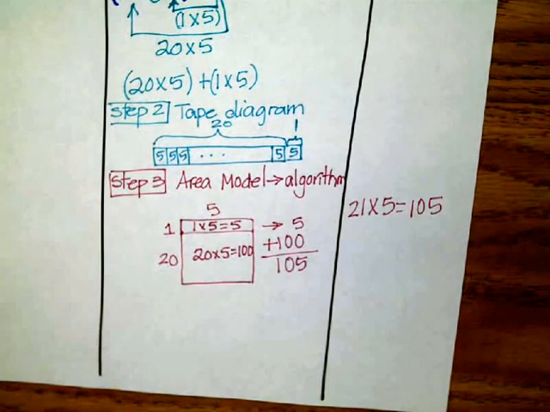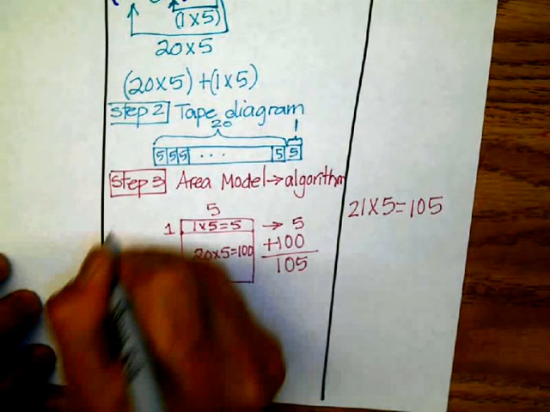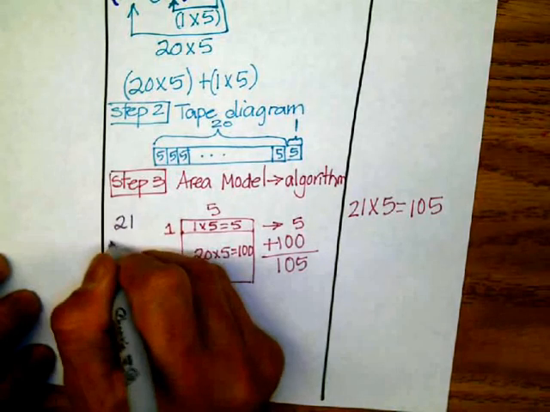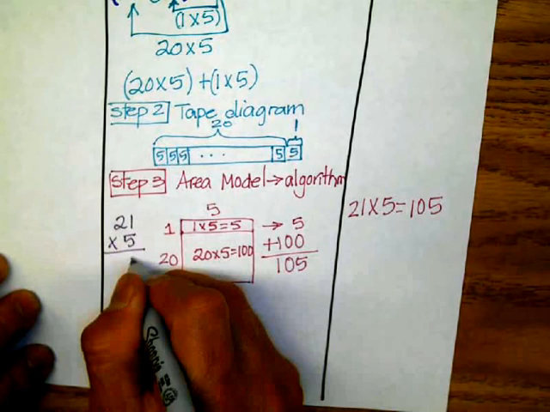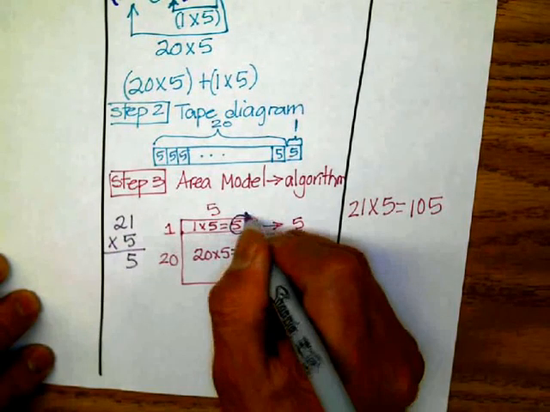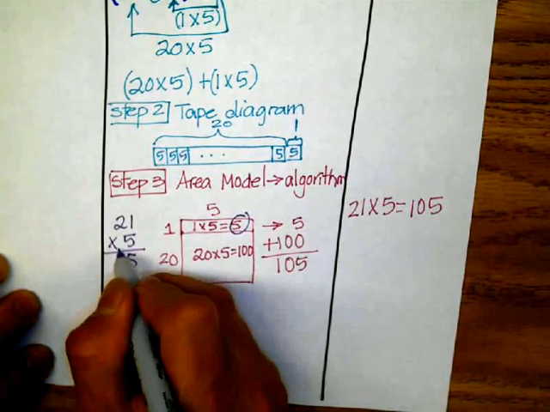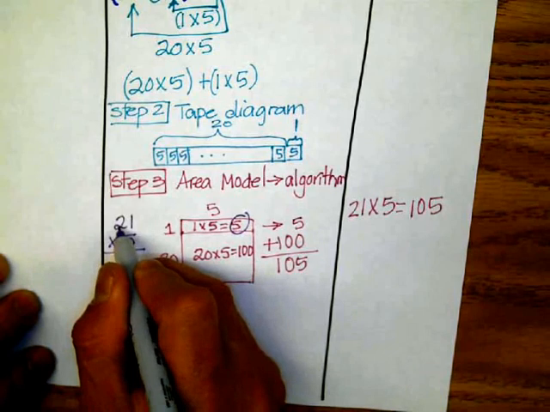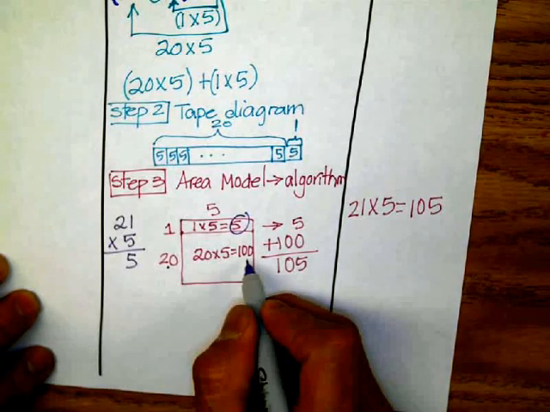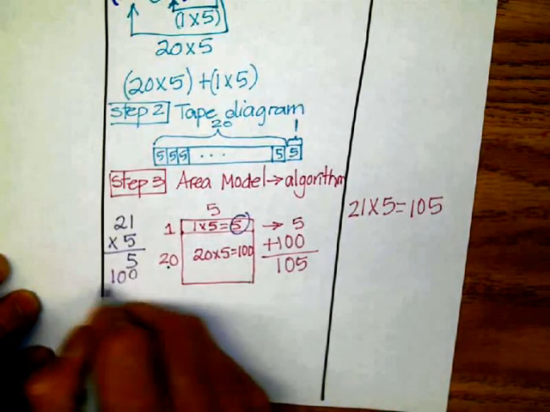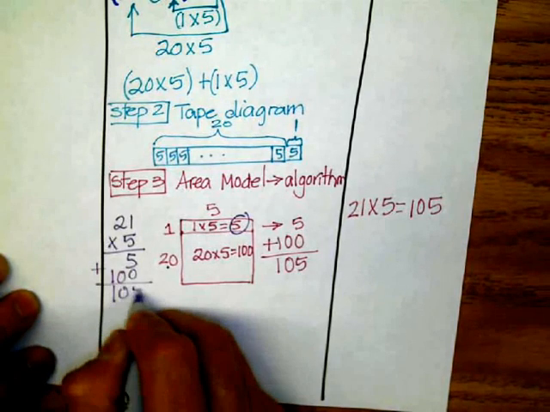So the algorithm will go something like this: 21 times 5. So when you multiply the 1 times the 5 equals 5, which is this answer. And when you multiply the 5 times the 20, the answer is 100. This is why we have this answer here. And the answer will be the same. So this is the algorithm.